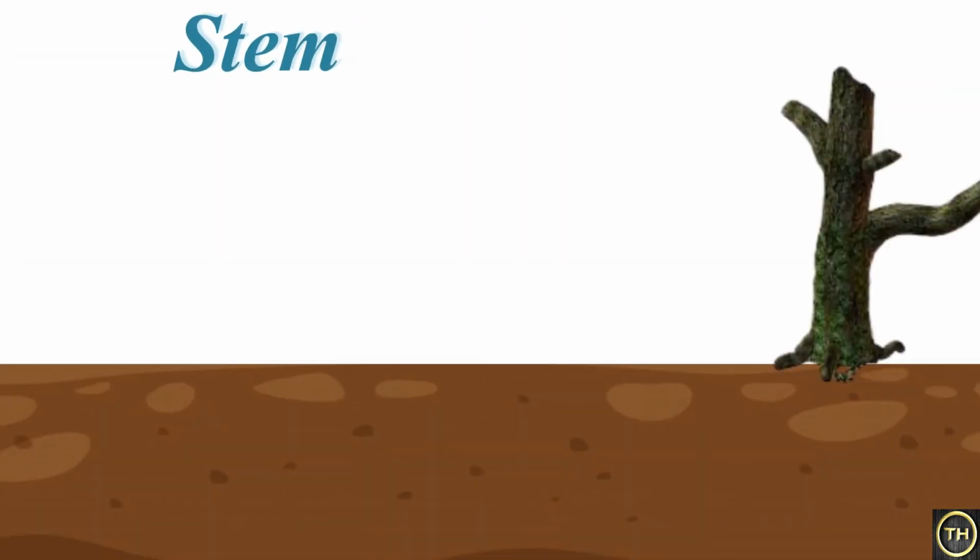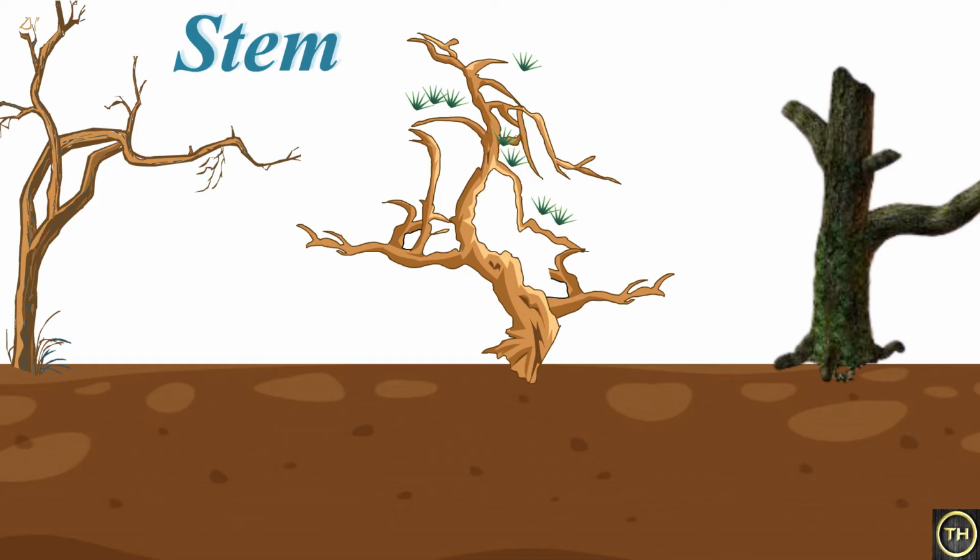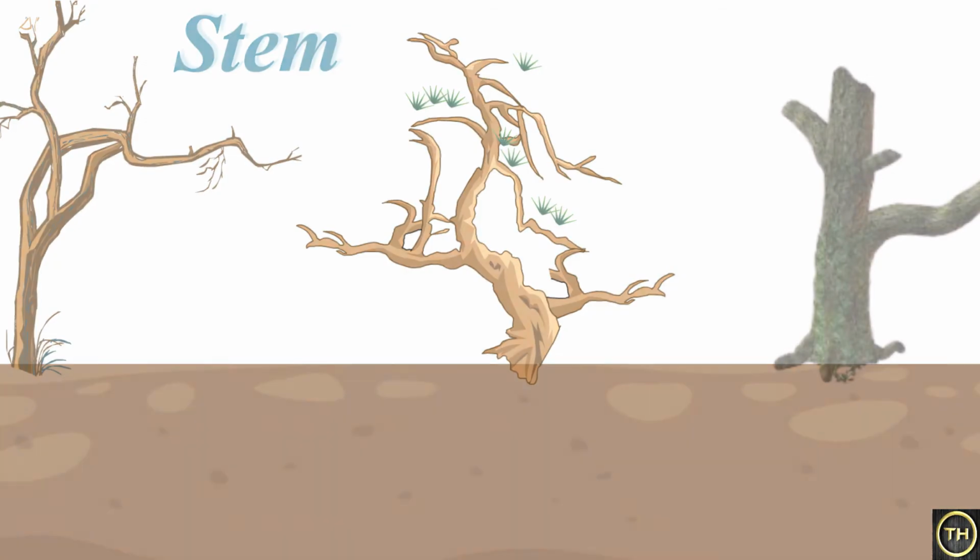Second one is stem. Height, shape and size depend upon the stem. It grows above the ground surface. In some plants, it has a function of reproduction. It also gives support to other parts of the plant.